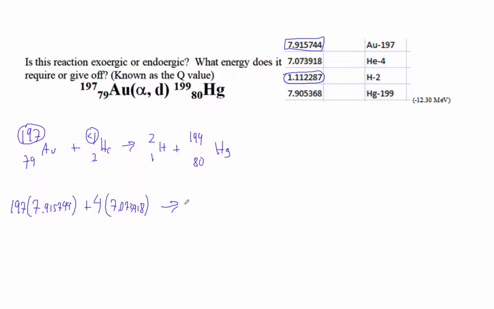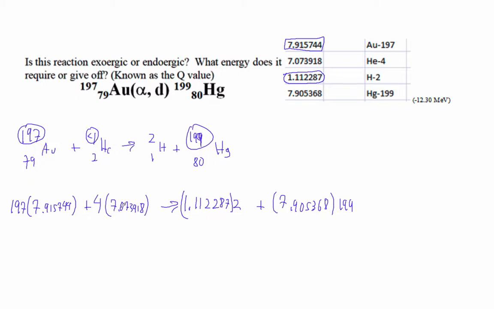Okay. Turns into, let's see, deuterium. Not a lot of binding energy. Not too hard to break up deuterium, right? 1.112287. And there's 2 of those, right? Should have put the 2 before that, but I'll put it after. I'll do it for this one too after, right? And then mercury is 7.905368, right? And there's 199 of those. I can't even read my own writing. 199.